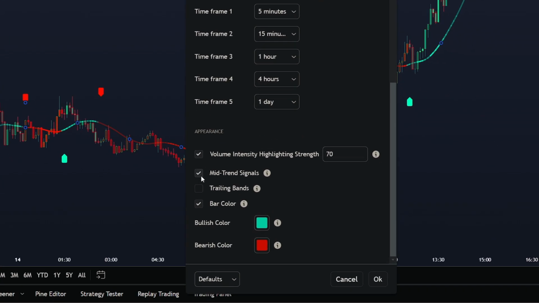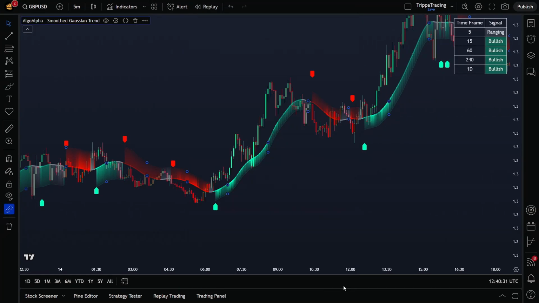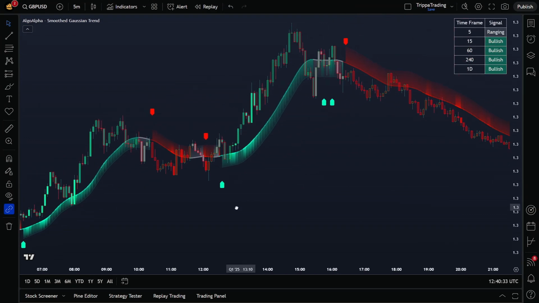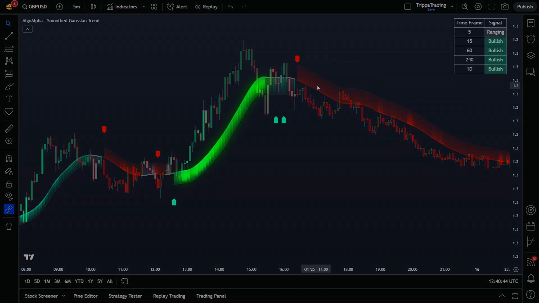First, we want to activate the mid-trend signals and the trailing bands, which are disabled by default. Next, change the table size to large or medium according to your preference for better visibility. And then click OK. The first major component of this indicator is the Gaussian band, also known as the trend ribbon, which changes color between green for a bullish trend and red for a bearish trend.